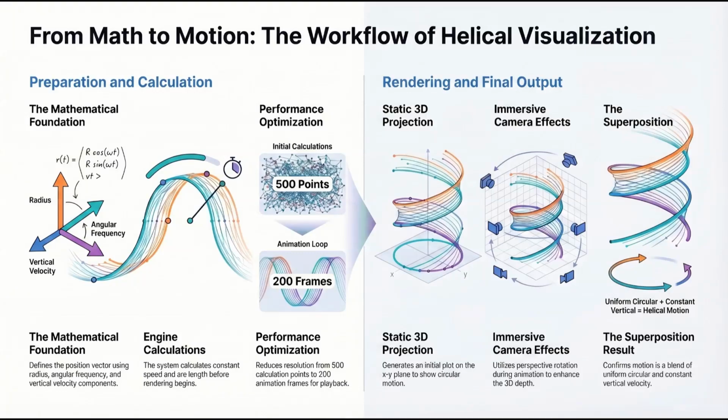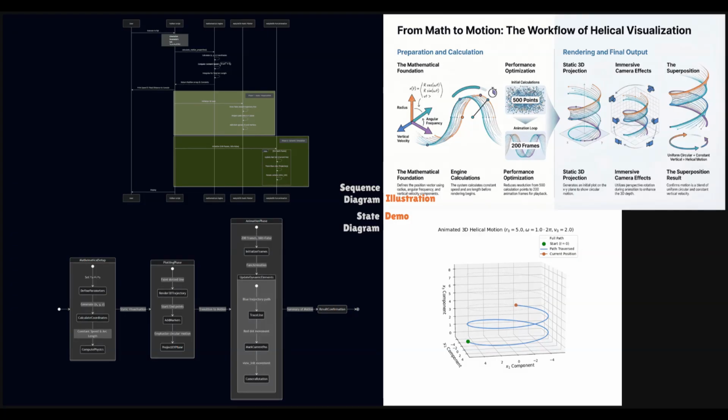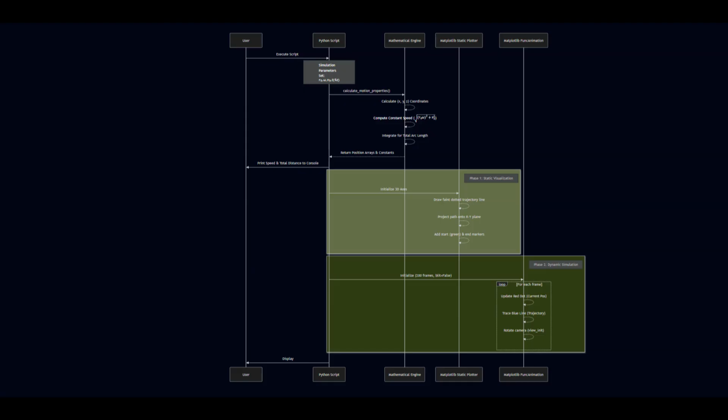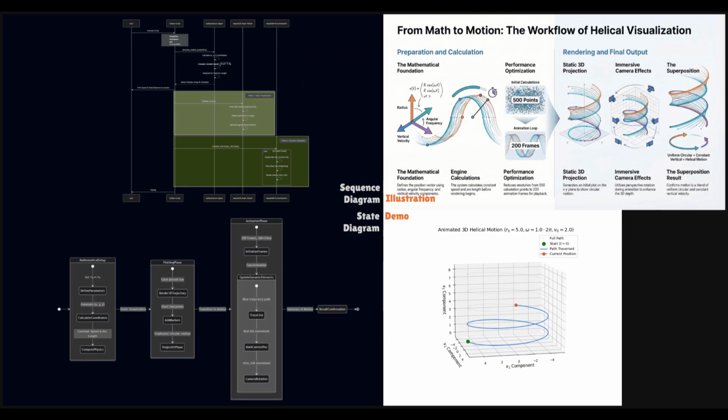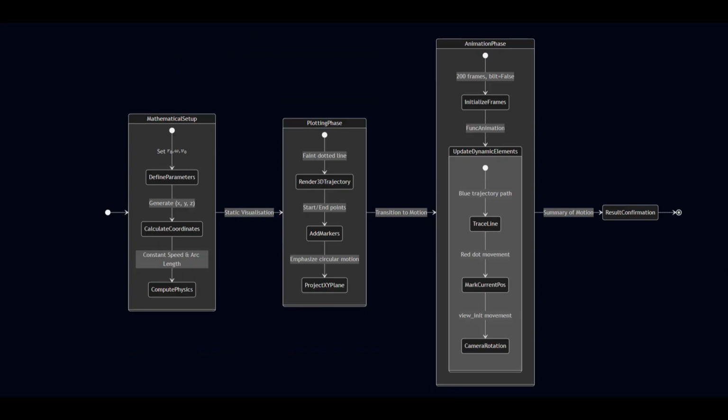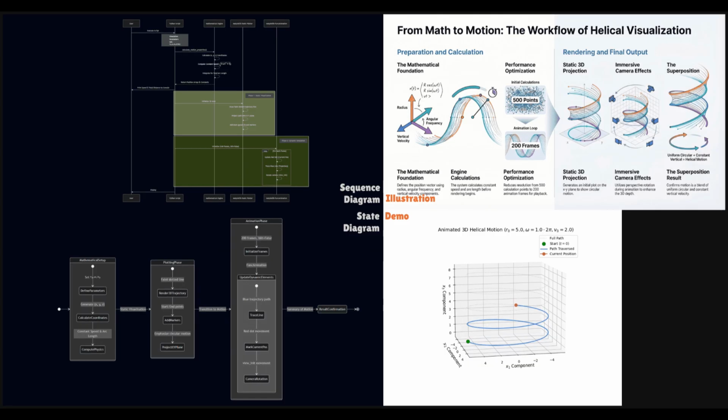The transition from abstract theory to a living simulation is captured through two distinct perspectives: the state diagram, which outlines the logical stages of the system's life cycle, and the sequence diagram, which details the step-by-step interactions required to produce the final output. Both diagrams find their origin in the derivation sheet, which provides the foundational rules governing how an object moves through space over time.